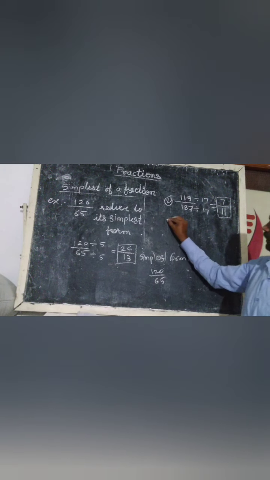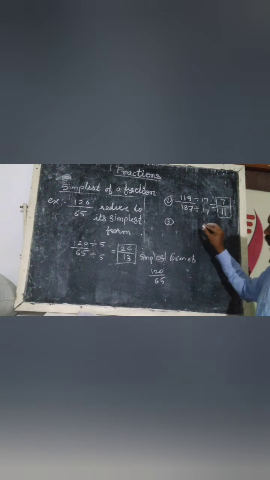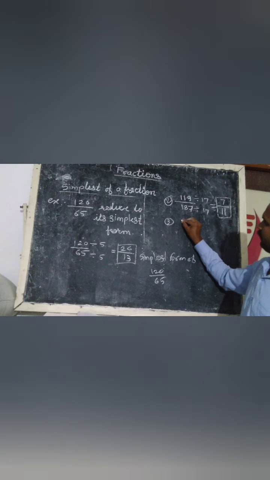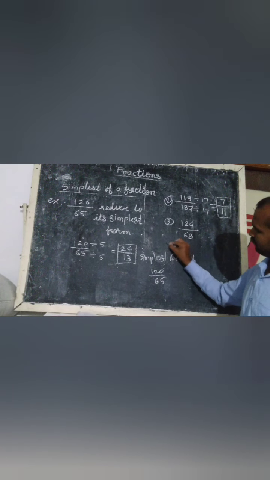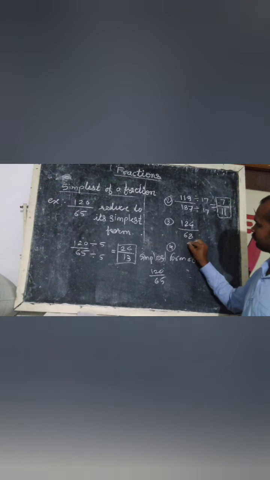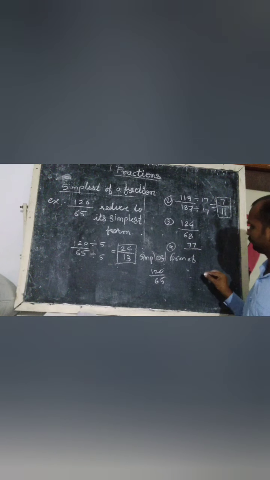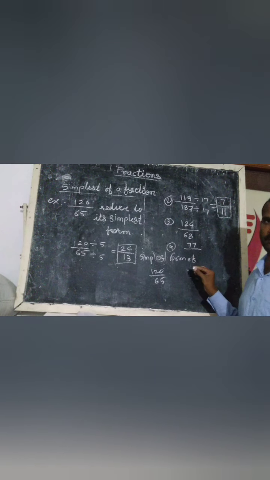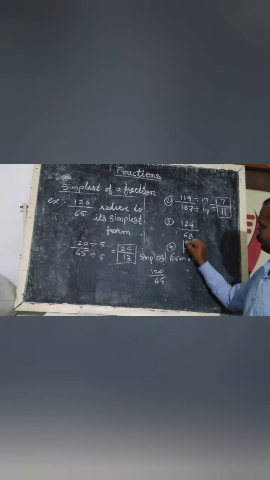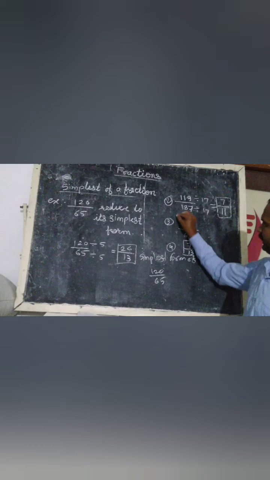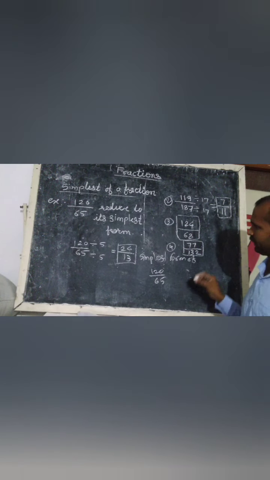Okay, now you will find the simplest form of these two fractions: 124 upon 68 and 77 upon 132. Find the simplest form of these two fractions.